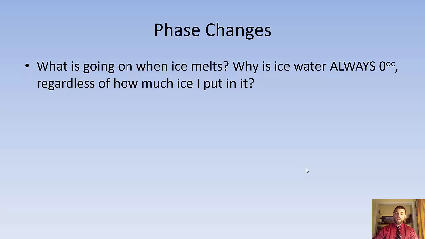Mr. Johnny here. We're going to take a look at phase changes. What is going on when ice melts, and why is ice water always 0 degrees Celsius, regardless of how much ice you put in it? If you've got water and you've got ice, it's always going to be 0 Celsius.